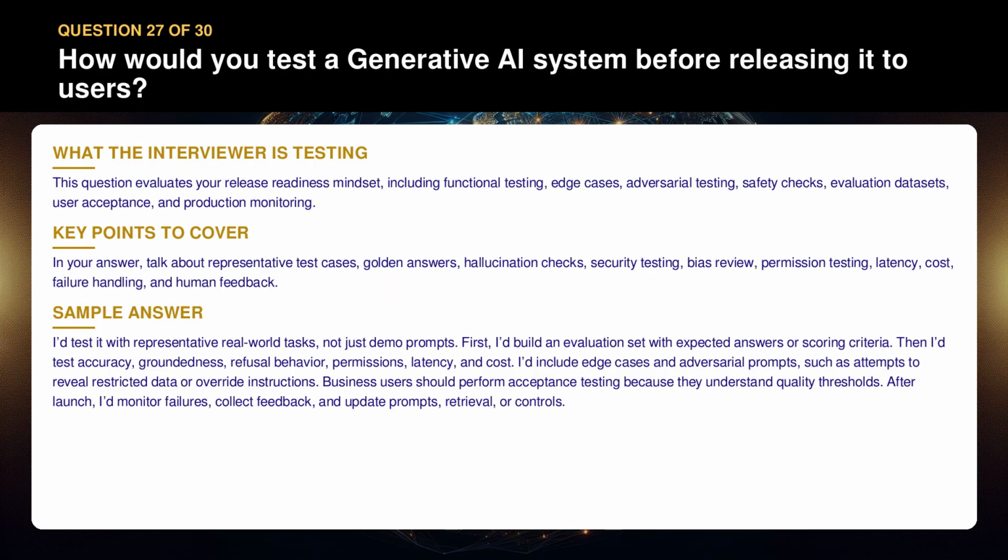I'd test it with representative real-world tasks, not just demo prompts. First, I'd build an evaluation set with expected answers or scoring criteria. Then I'd test accuracy, groundedness, refusal behavior, permissions, latency, and cost. I'd include edge cases and adversarial prompts, such as attempts to reveal restricted data or override instructions. Business users should perform acceptance testing because they understand quality thresholds. After launch, I'd monitor failures, collect feedback, and update prompts, retrieval, or controls.